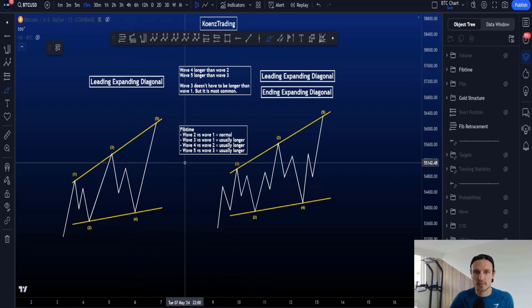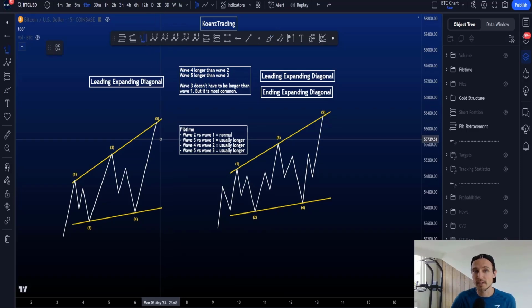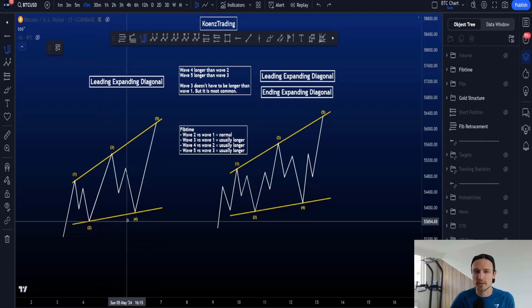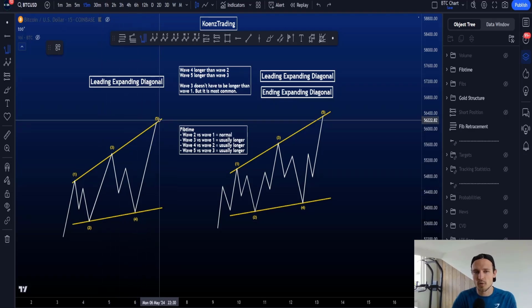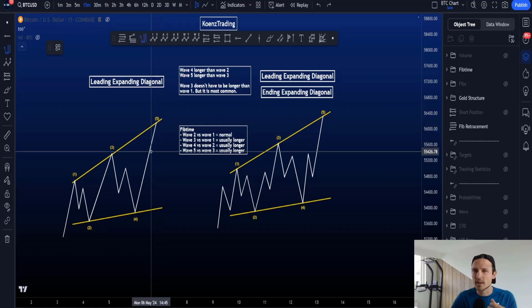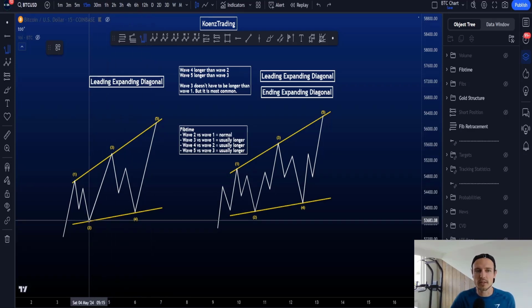And wave 5 versus wave 3 is usually longer as well, as of course in an expanding diagonal, wave 5 has to be longer than wave 3. So naturally, because the move is bigger, it is longer. Now, wave 5 can be very spiky, can be very impulsive, a bit like a parabolic blow-off type of top, right? But naturally, or at least commonly, it is longer than your wave 3.